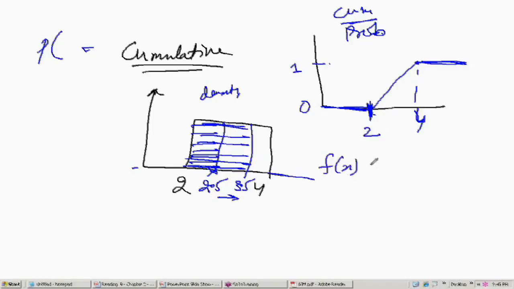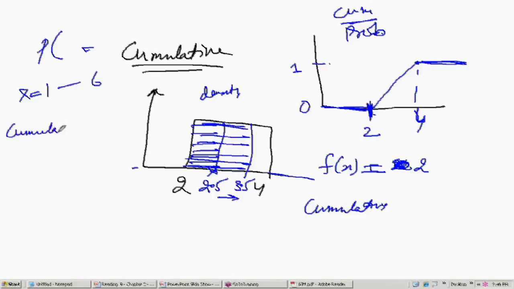So this is a cumulative, right? If we have f(x) as x over 2, this is what f(x) is given. We want to find out the cumulative. If you want a real example, I will give you in case of discrete, maybe you will be able to realize it. So x can come from 1 to 6, right? I want to find the cumulative probability of 2.